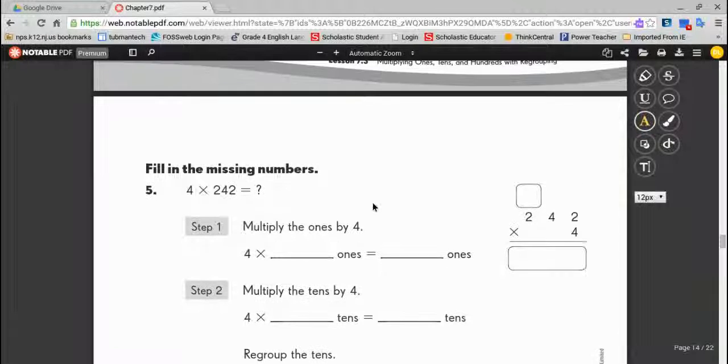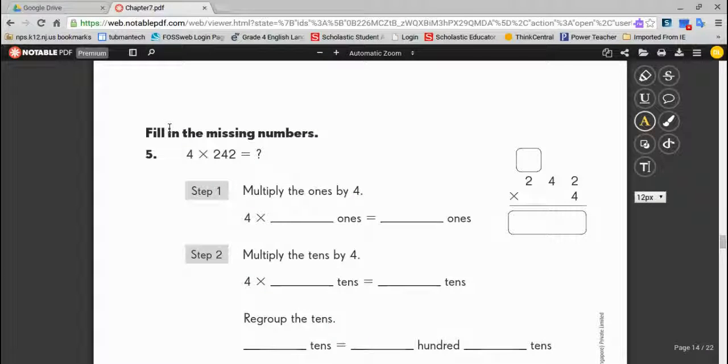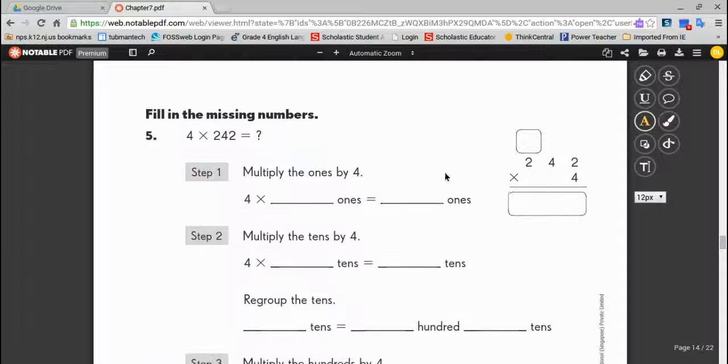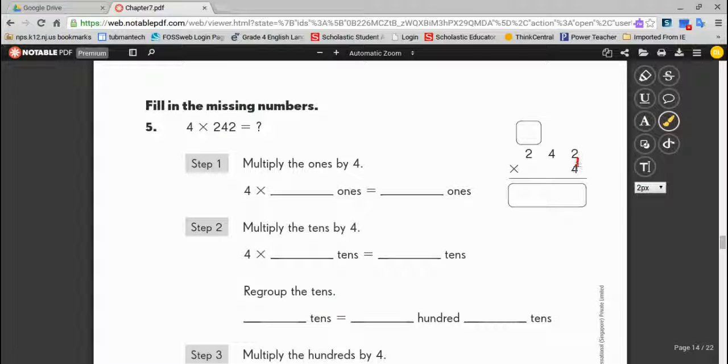This is page 132. Fill in the missing numbers. Alright, so here we have another multiplication problem. We have 4 times 242. Again, our first step, multiply the ones. 4 times 2. We know 4 times 2 equals 8. Now let's write that down. 4 times 2 equals 8.